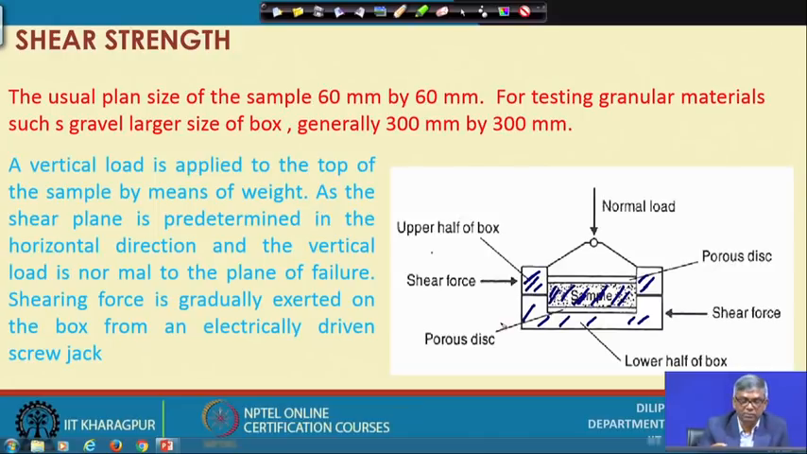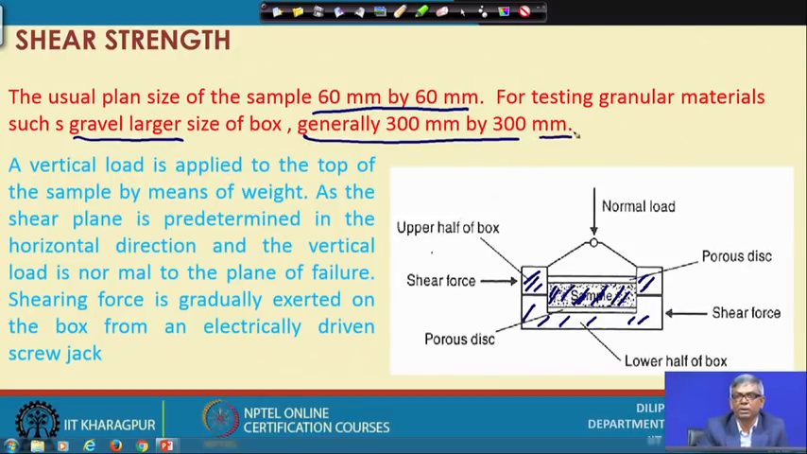This box has a standard dimension in the laboratory test, 60 millimeter by 60 millimeter, generally for normal soil. But if bigger particles are used, particularly gravel, sometimes a larger box size can be used, 300 millimeter by 300 millimeter, and for big gravel the direct shear test is sometimes used in the laboratory also.